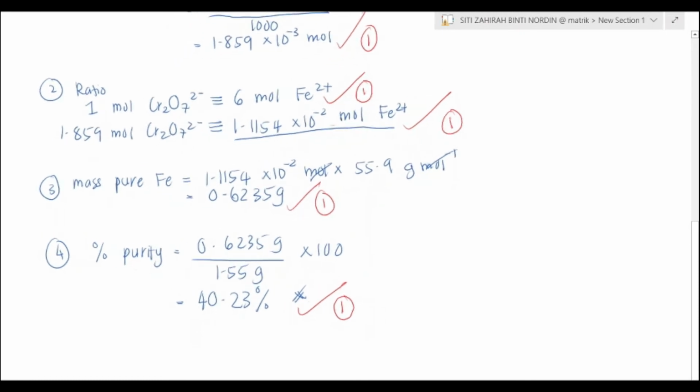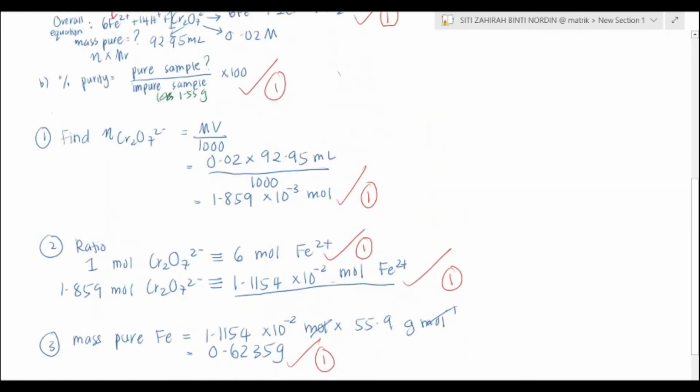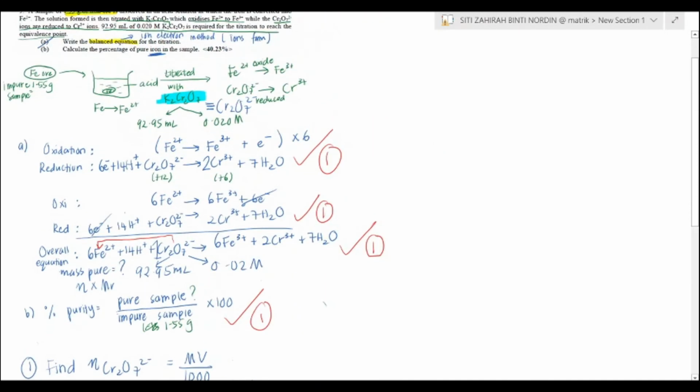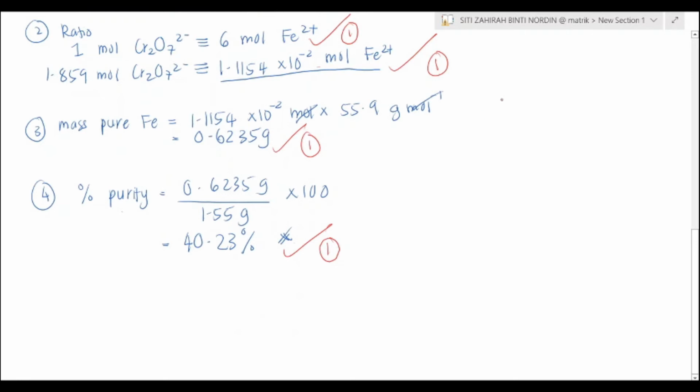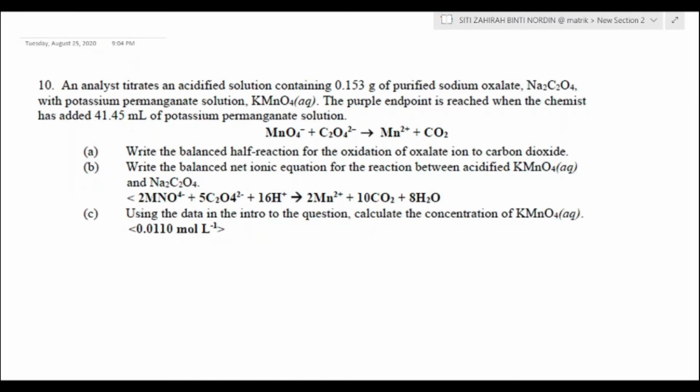Okay, so the total mark would be 1, 2, 3, 4, 5, 6, 7, 8, 9. 9 marks. It can go higher, up to 12 marks for this kind of questions. Last question for chapter 1.